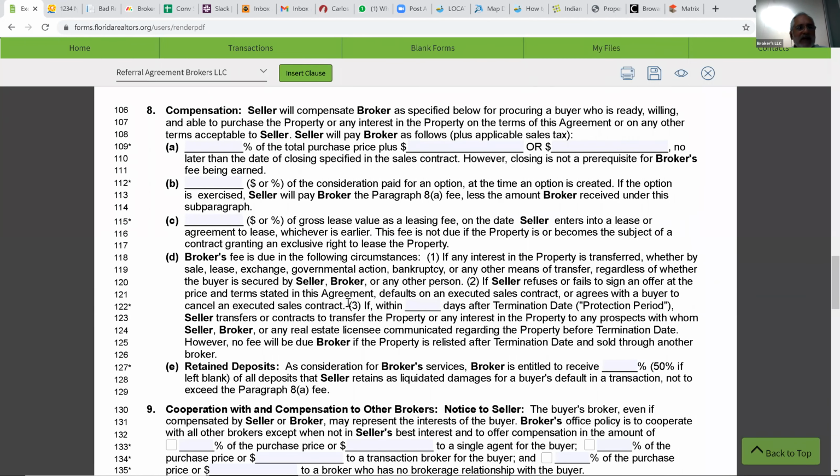Okay, let's go to the next item. This is the best item for us. This is the best paragraph, the compensation. This is whatever the seller will compensate the broker. How much commission am I going to get from this seller? So always try to get 6% commission. The reason why 6% is because you're going to split this commission with somebody else. The buyer's agent will get 3% and you as a listing agent will get the other 3%.